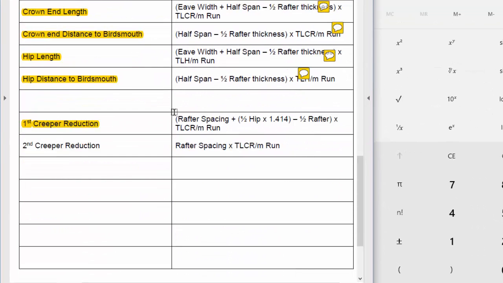The next calculation is for the first creeper reduction. It's bracket, rafter spacing, plus bracket again, half the hip times 1.414, close bracket, minus half the rafter thickness, close the bracket, and then you would multiply it by the true length of common rafter per metre run.